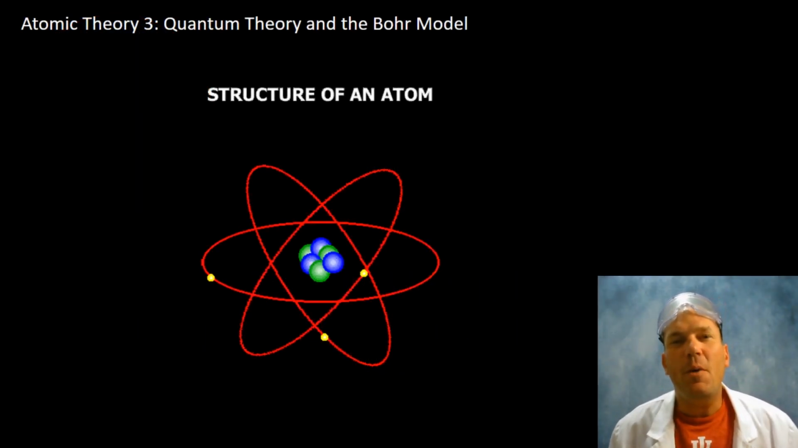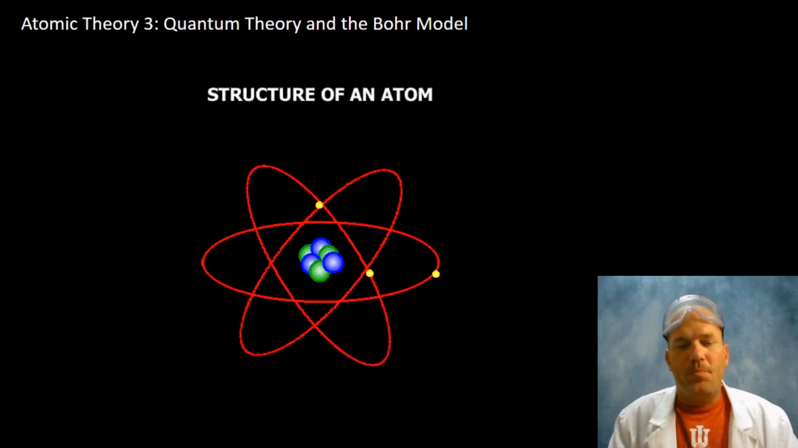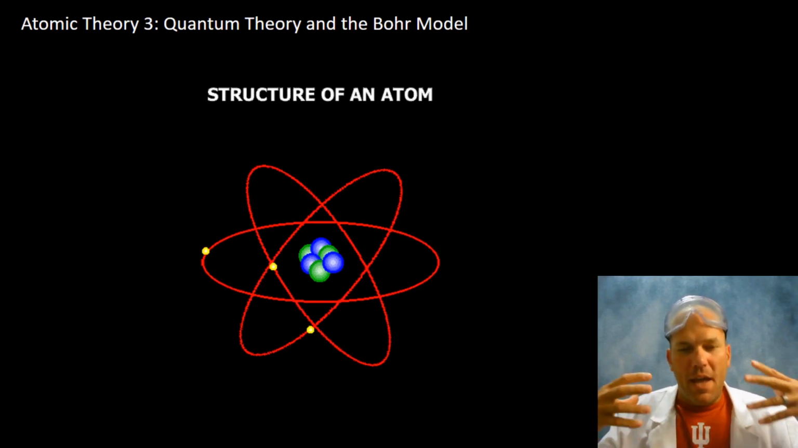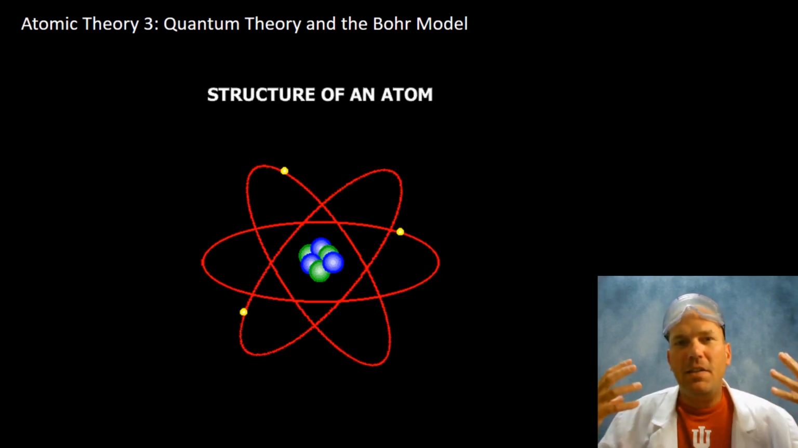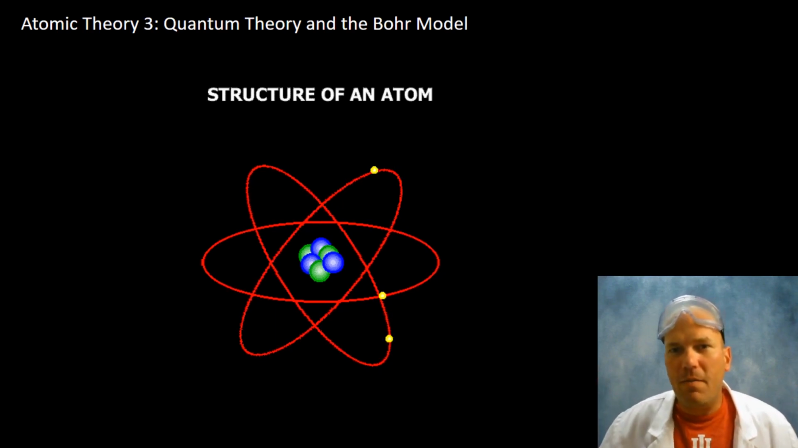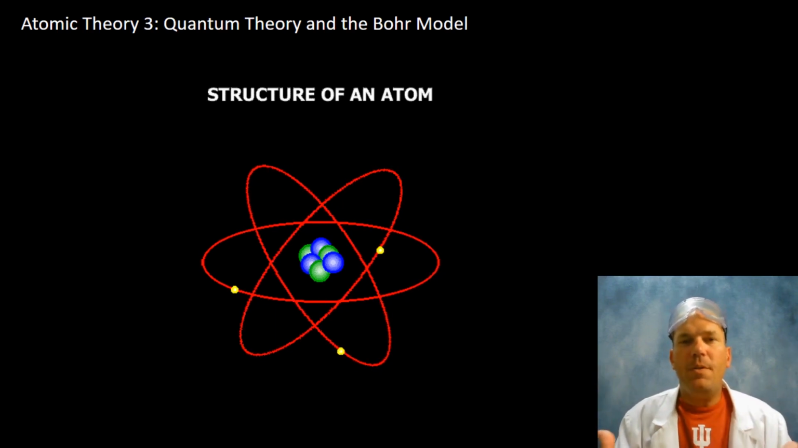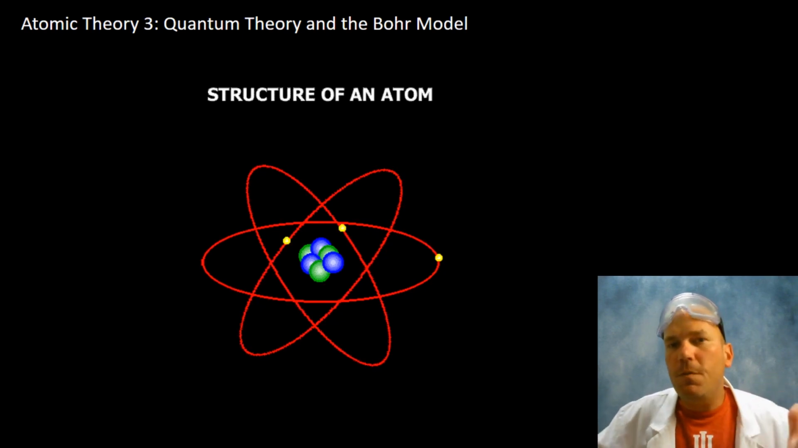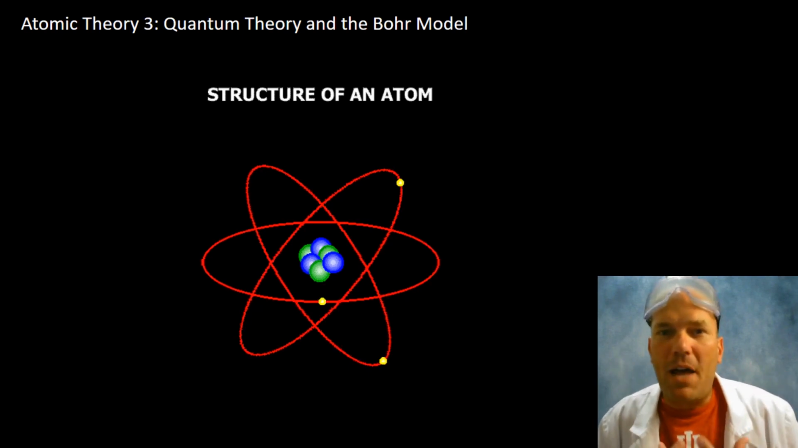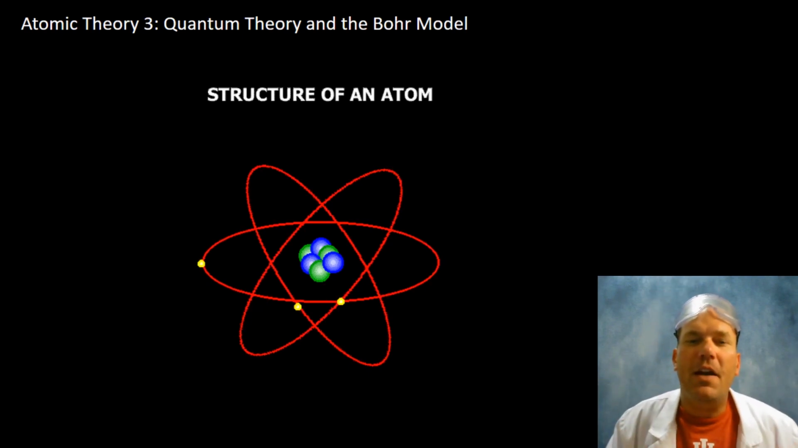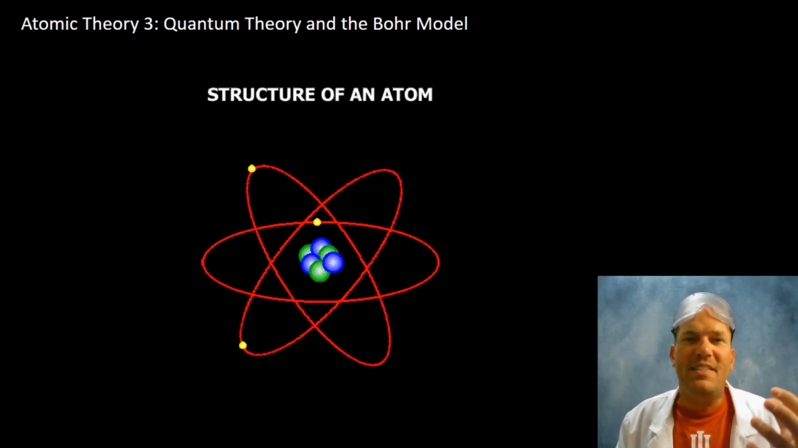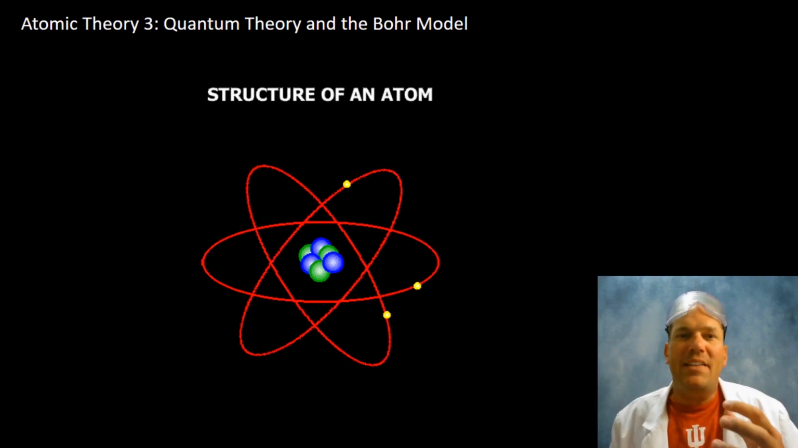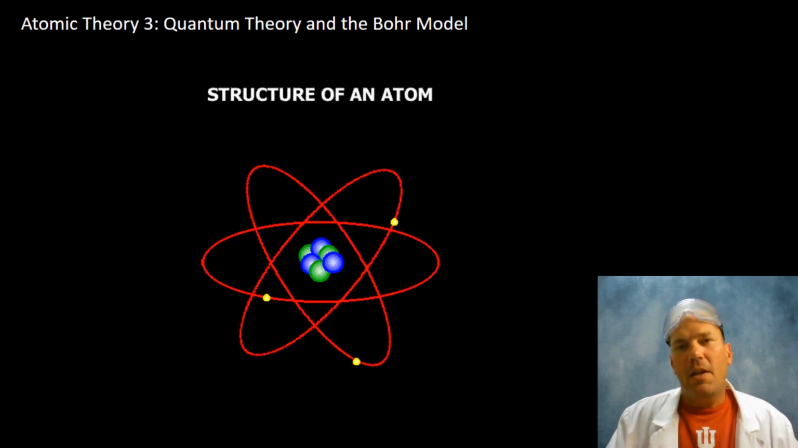All right, in this video, I'm going to talk to you about quantum theory and the Bohr model. So, here is the model of the atom, where we left off in our last couple videos with the history of the atom. We had Rutherford and his experiments with the gold foil. This is the model, right? We have electrons and they're orbiting around this dense mass called a nucleus.